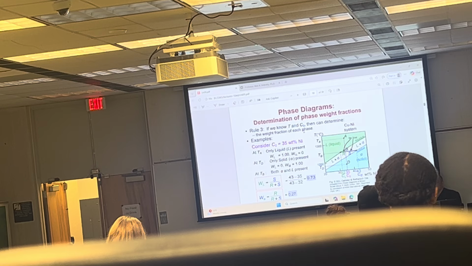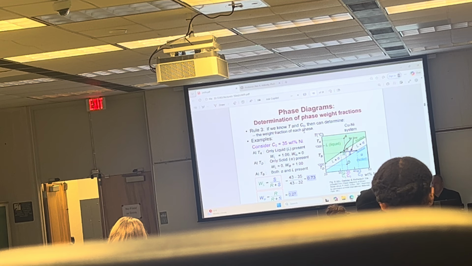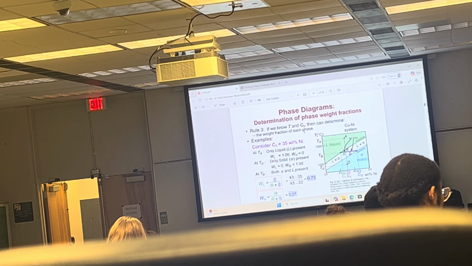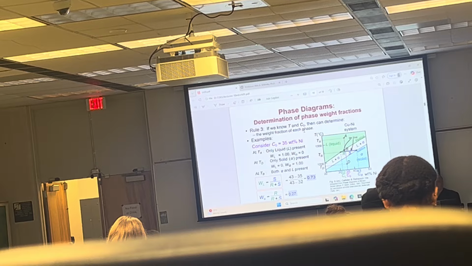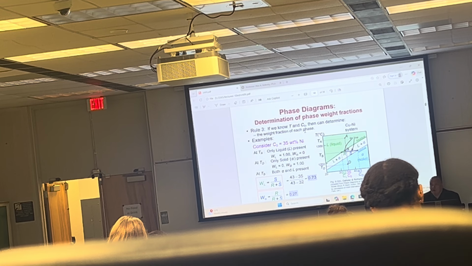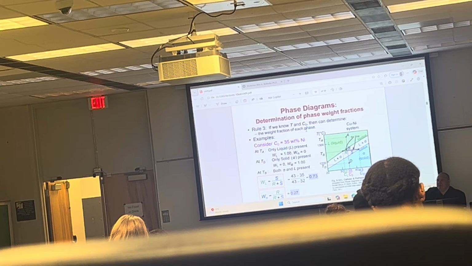This is going to save you time on the exam and doing the problems, because once you know the fraction of one phase, you can find the other one. How? By subtracting what you found from 1. Okay? So please remember that.